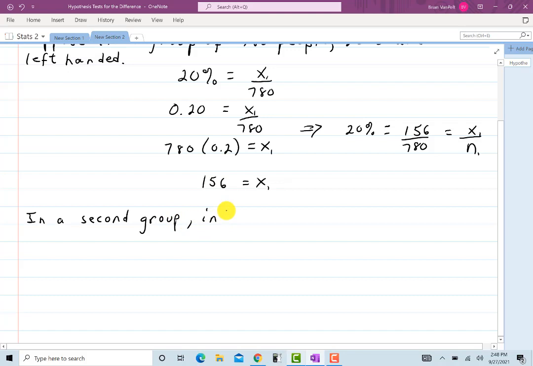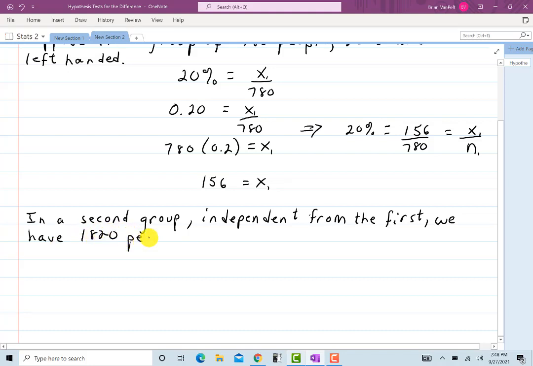Now in a second group that is independent from the first, so there's no relation between the first group and the second group, we have 1,820 people, and 15% are left-handed. So just as before, we have 15% equals, this time since it's a different group of people, I'm going to call it x sub 2, and the 1,820 I'll end up referring to as n2.